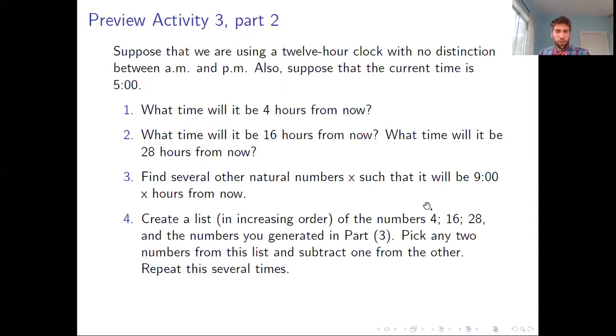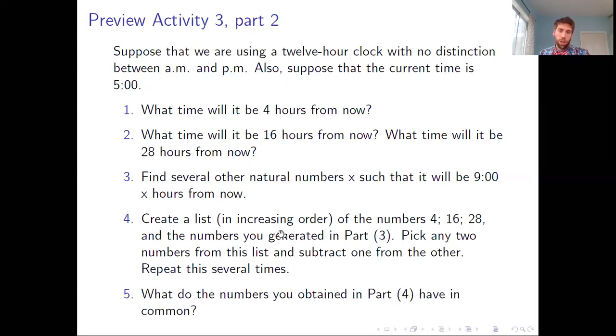Create a list in increasing order. If I pick any two numbers and subtract, I'm going to get a multiple of 12. So look at 24 minus 4, that's 24, which is a multiple of 12. What do the numbers for part 4 have in common? They're all multiples of 12. Now notice it's not necessarily that these numbers are multiples of 12, but if I subtract any two of them, I always get a multiple of 12.